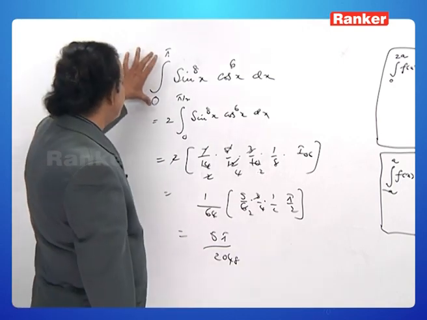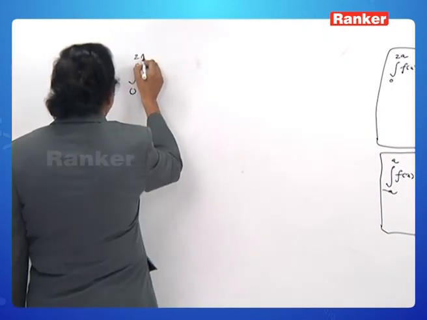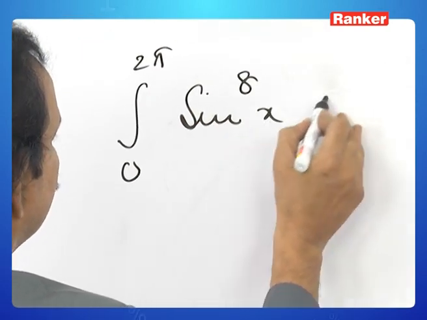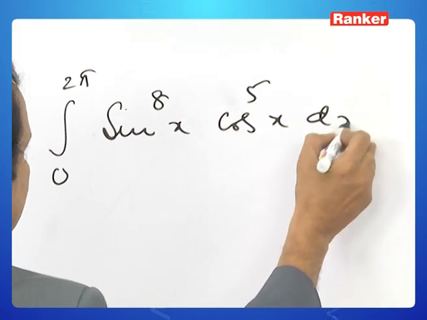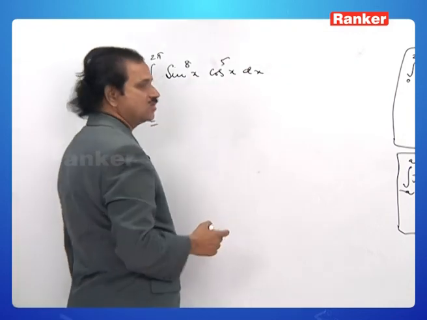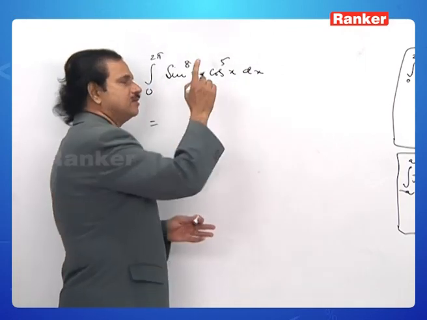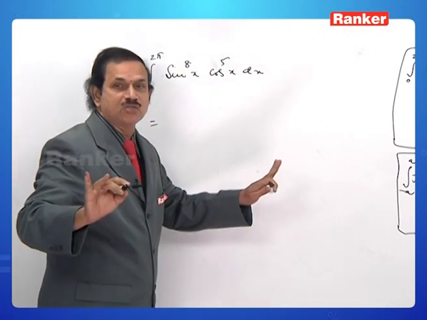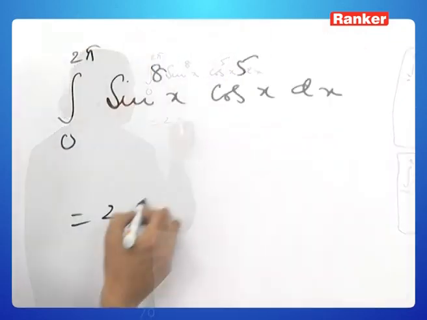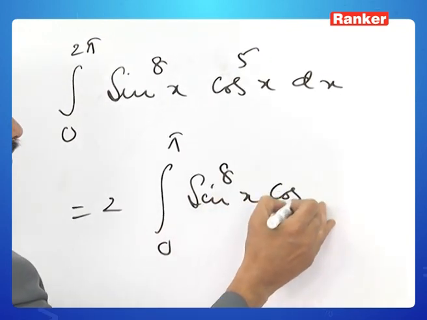You see, here we have made use of the first formula. Well done. Next one: integral 0 to 2 pi of sine power 8x into cos power 5x dx. Again, making use of the same formula. Sine of 2 pi minus x is minus sine x, but whole power 8 is there, so no change. Cos of 2 pi minus x is cos x, power 5, no change. Hence we can pull 2 out: 2 times integral 0 to pi of sine power 8x into cos power 5x dx.